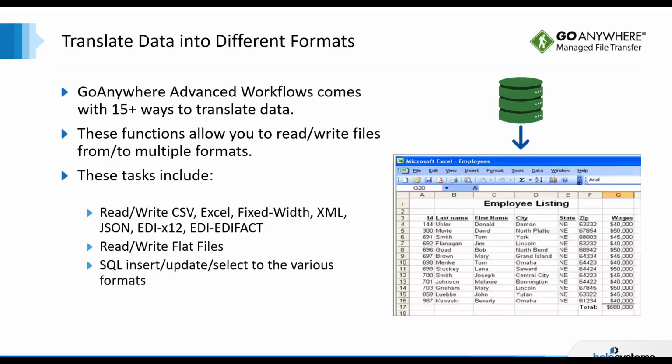GoAnywhere does have about 15 or so ways that you can actually translate data. I can pull information out of a database and create a CSV and SFTP it in 3 commands, 3 tasks. I can actually read EDI, Edifact, JSON files, XML files, flat files, CSV files. I can create and read from an Excel spreadsheet. Data comes in all kinds of forms and fashions.